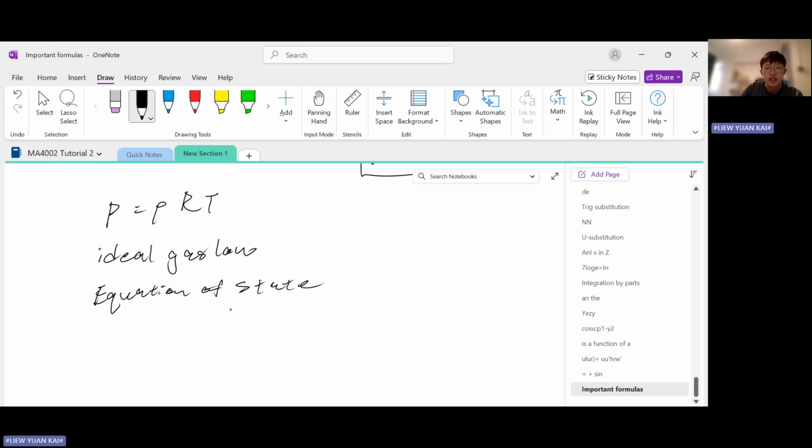And why do we call it the equation of state? Because these states refer to the state properties of the gas. So I'm talking about pressure and temperature and density. That's why it's called the equation of state.